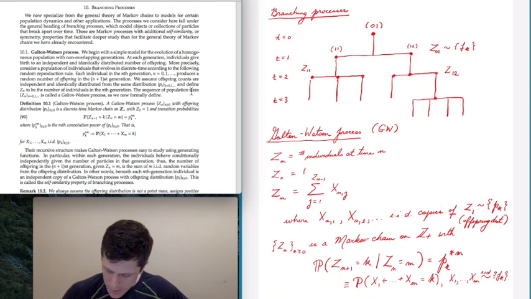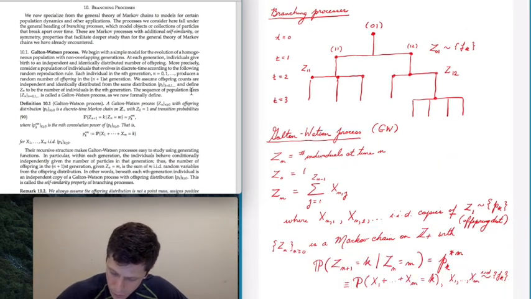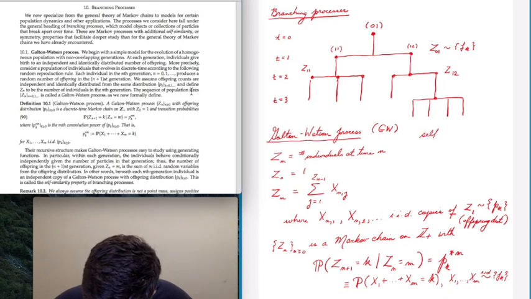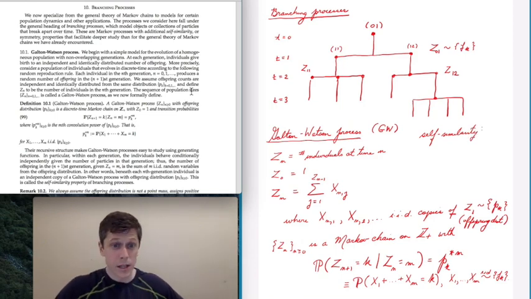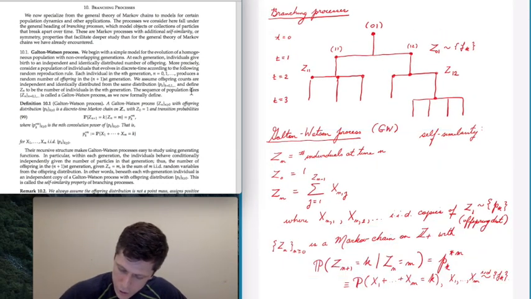Okay. So the first thing that we should highlight here is that this class of processes has what's called a self-similarity property. And we're going to take advantage of that self-similarity property in analyzing the process, which is to say that the lineage of each particle is an independent copy of the initial particle.